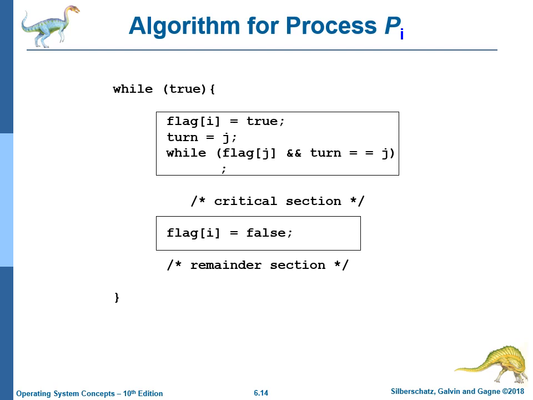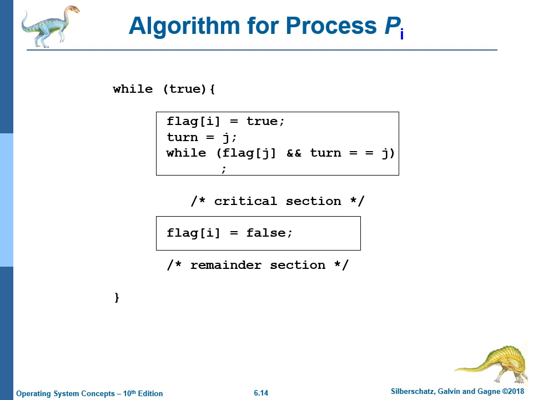Okay. So Peterson's solution restricts two processes to alternate execution between the critical section and the remainder section. The processes are numbered, for example P0 and P1. For convenience, we use Pj to denote the other process, where j equals 1 minus i.